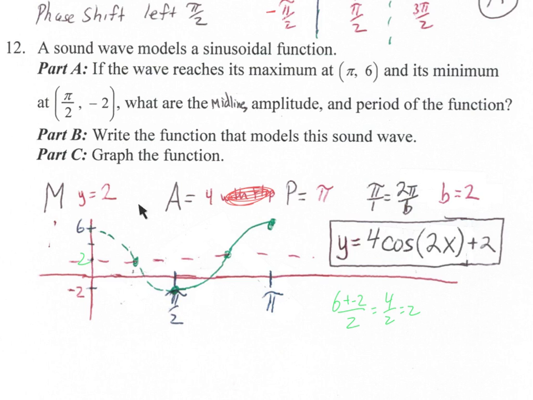Amplitude 4, good. 2 at the end, good. But where to get the 2 from? Oh, period's pi. So if the period is pi, pi equals 2 pi over b, cross multiply and solve, I get b is 2. So 2 is the number in front of the x. So again, 4 is the amplitude, 2 is the midline, and 2 is the b value. Your period creates your b value, just always remember that.